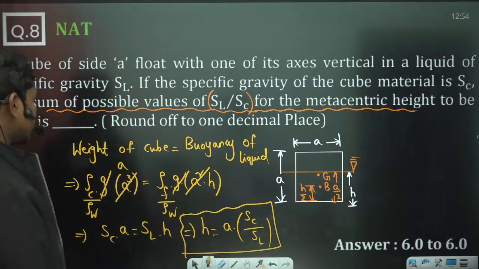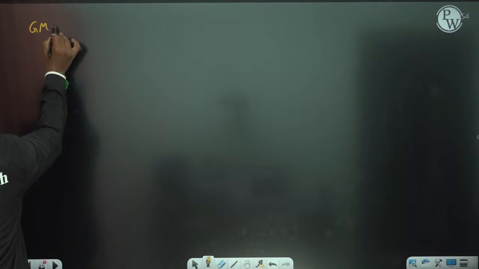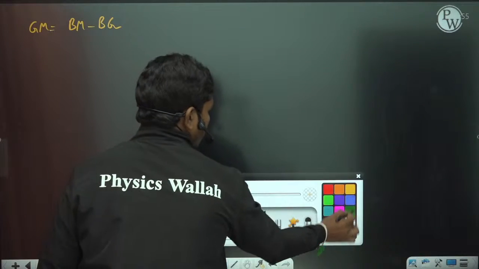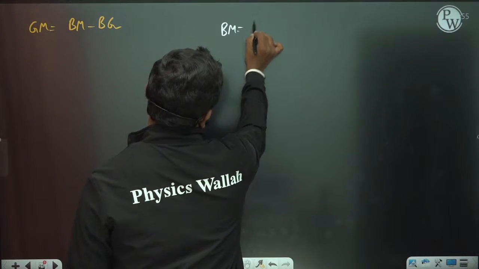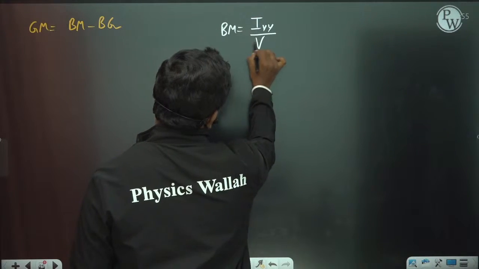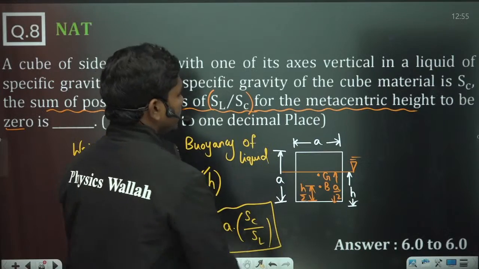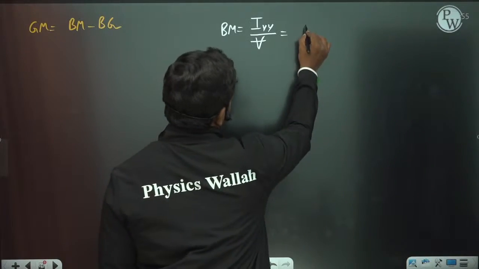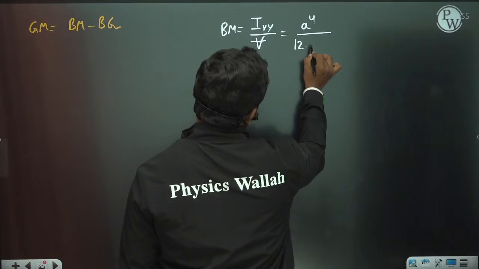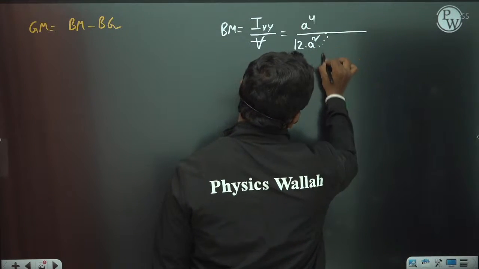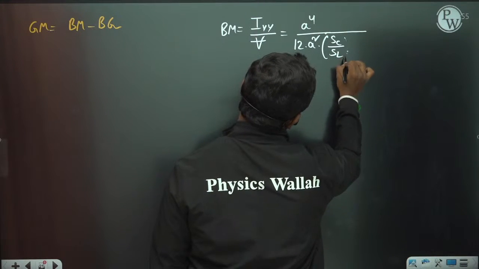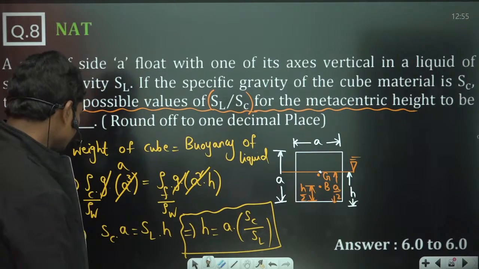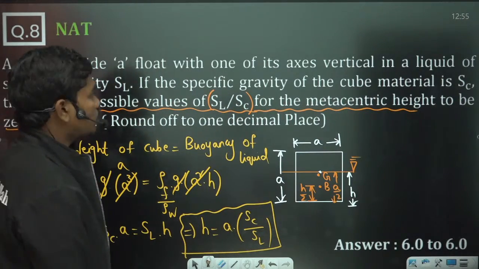Now if you calculate the metacentric height GM, it is the metacentric radius minus this BG value. So what is this metacentric radius? BM is equal to the moment of inertia about YY divided by the submerged volume. So what is IYY? At this water line, the cross section is A square, so it is A power 4 by 12, divided directly by the submerged volume, A square into H, where H is A into SC by SL.